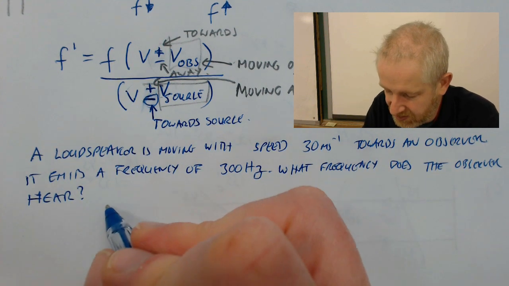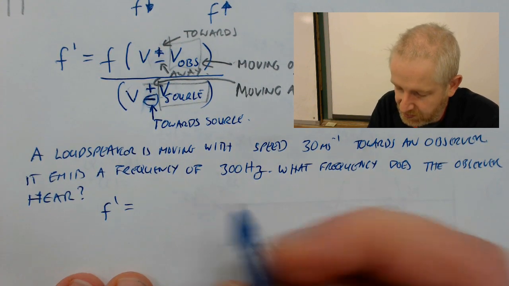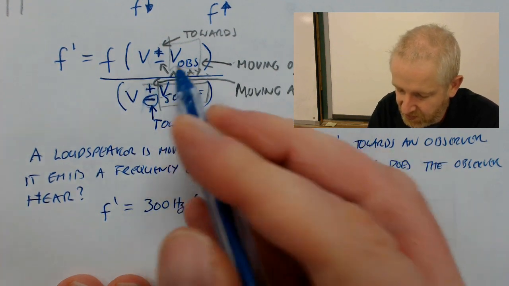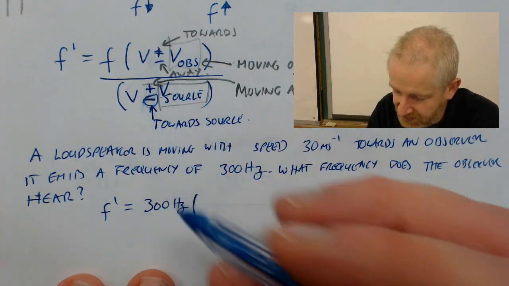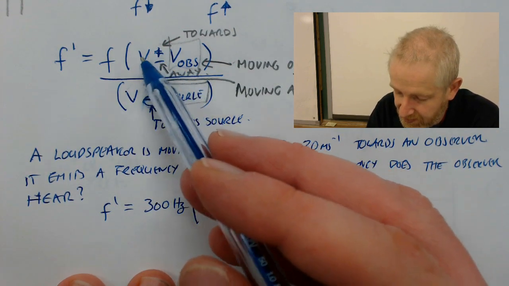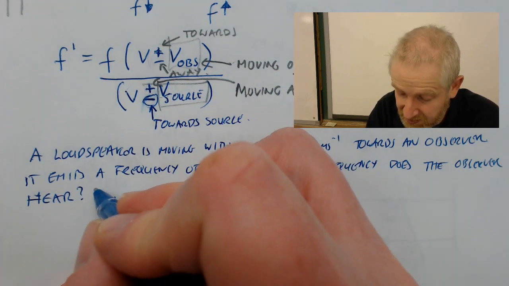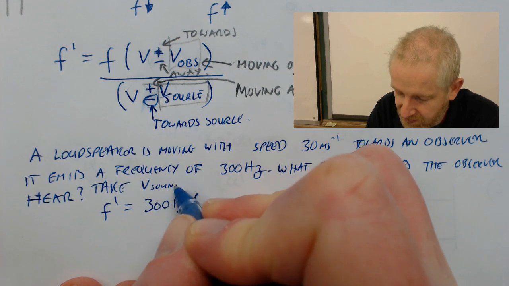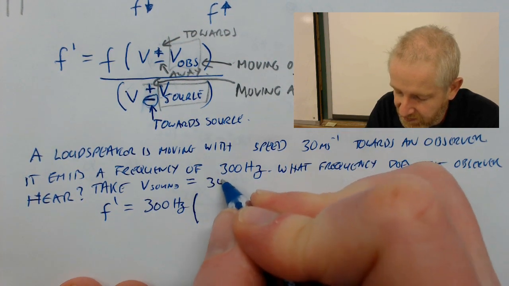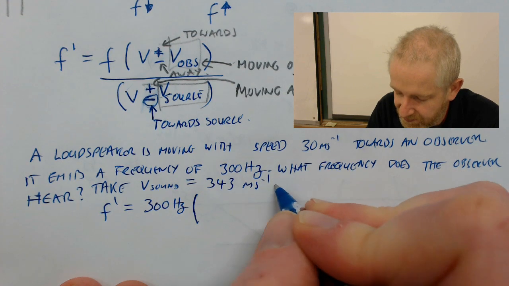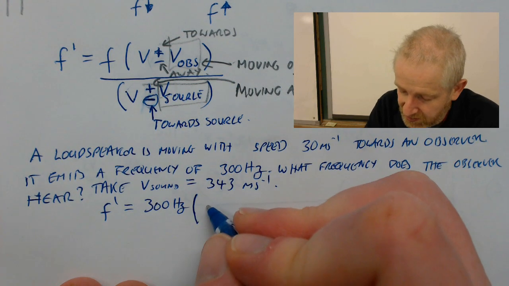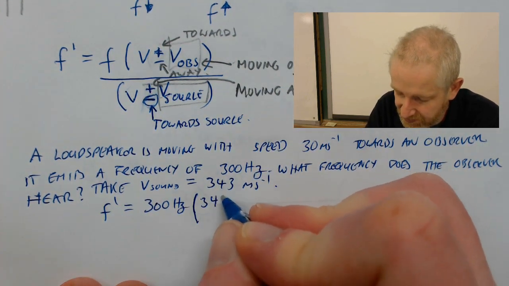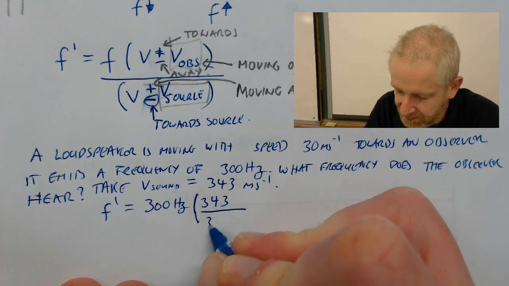Well, let's have a look at that. Frequency is going to be equal to 300 hertz multiplied by this whole thing in here. So up top, we've got V, the velocity of sound. In fact, I need to put that in the question, don't I? Take V of sound to be equal to 343 meters per second. There we go. That's fine. So what does that give me? All of these V's get replaced with 343. So this is 343 on top, and on bottom I've got 343.